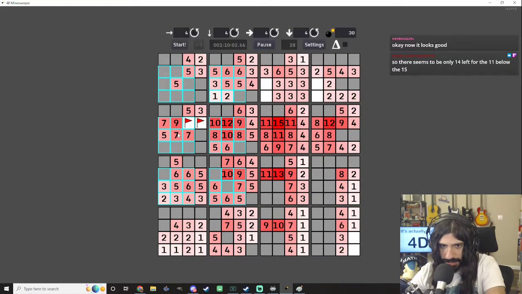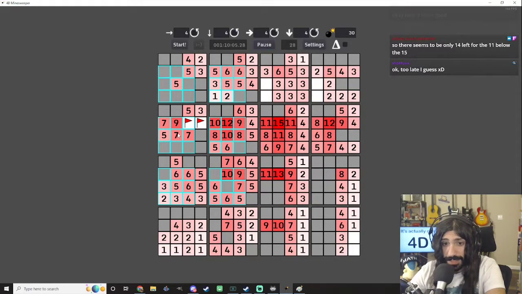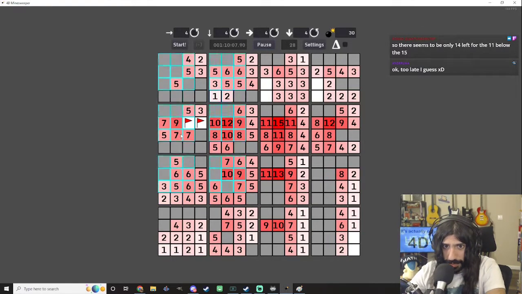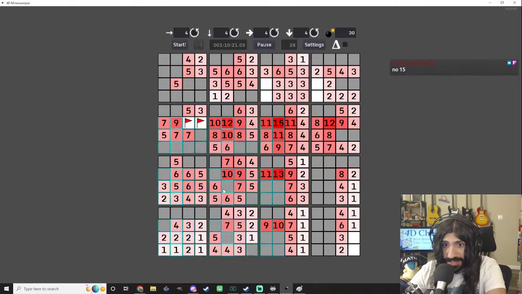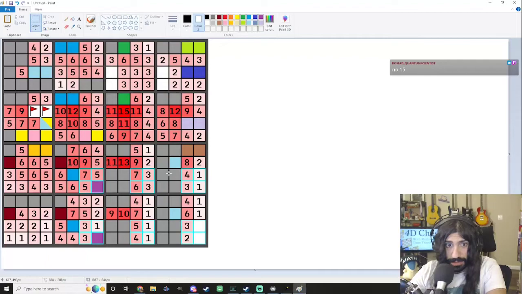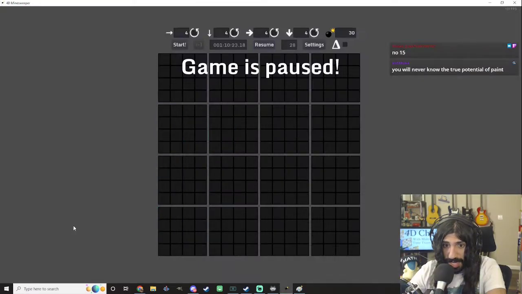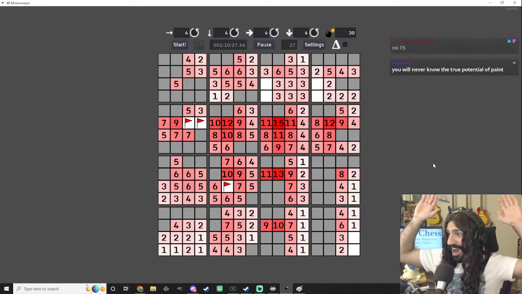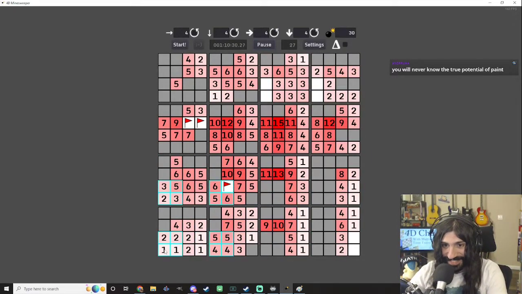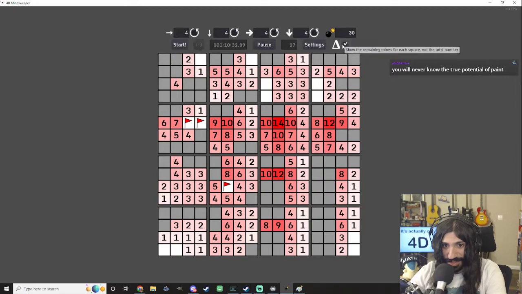5-7, we already knew all this, right? No, we didn't. Hold on, let me make sure. Yeah. Wait, what? There are 2 in these 3. Yeah? There are 2 in these 3. That means that this is not a mine, and that one is a mine definitively. No mine, mine. We got another mine, chat. Holy butts. And that solves so much of this.